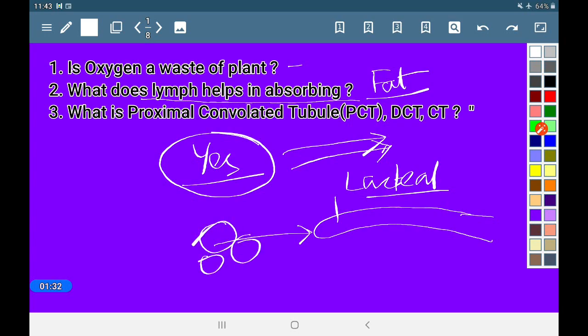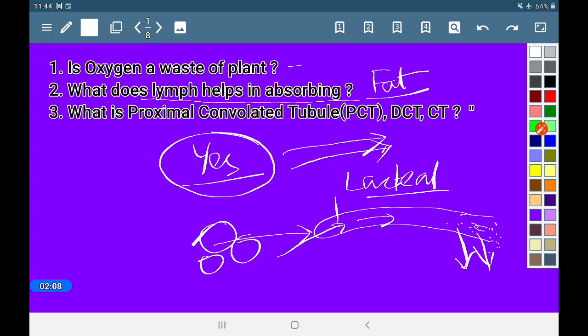Here is the one problem: the fat molecule does not directly enter the blood, because the molecules are big in size, and blood cannot carry all these big molecules in its transport system. So at first it is taken inside the lacteal, the blunt end of the lymph, and then it is broken, and after that it is gradually released. So lymph plays a very important role in absorbing fat.